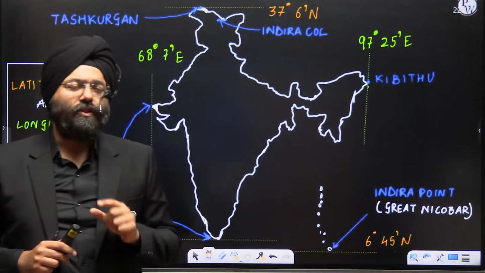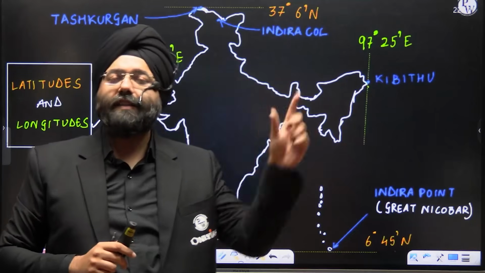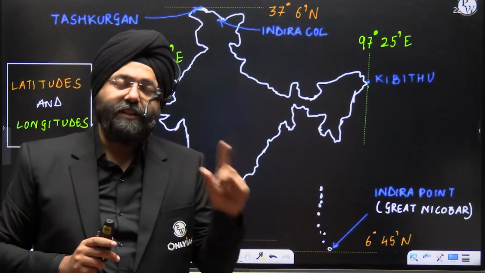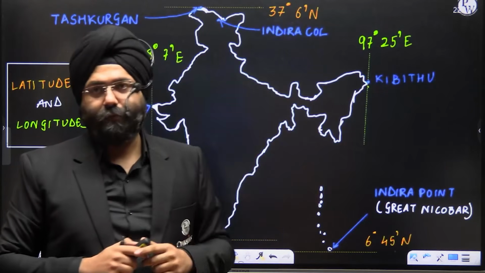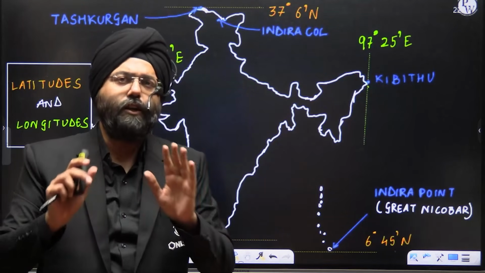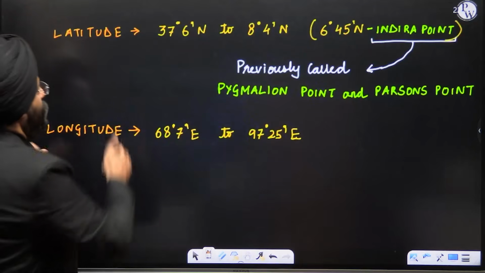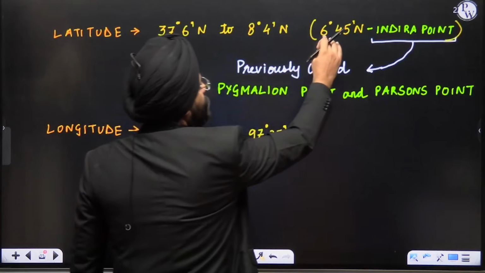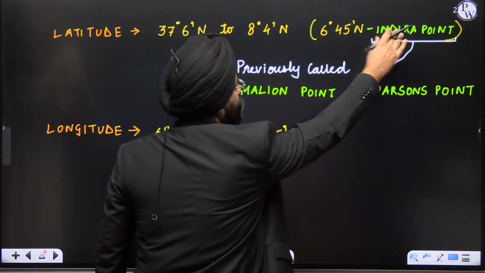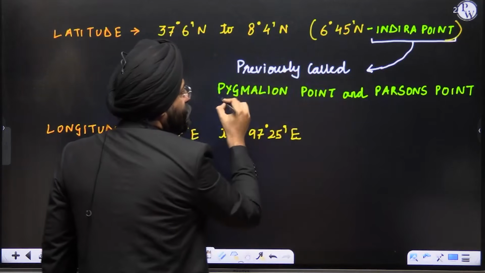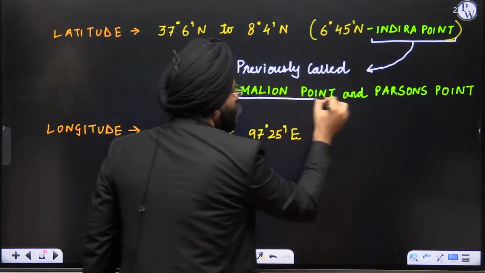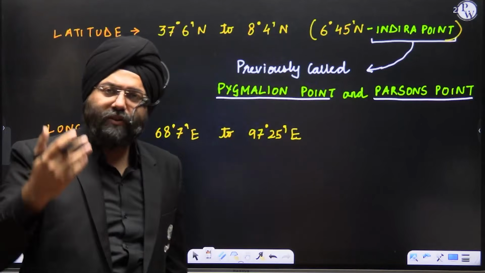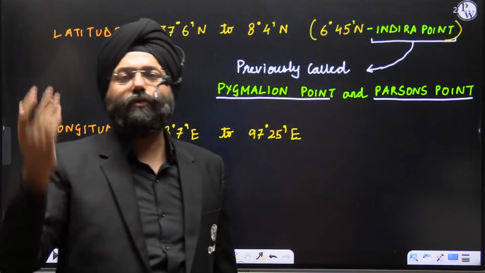Something very important, which used to be written in the old NCERTs of geography and is not present in the new geography, is the alternative name of Indira Point. You should know that because UPSC can very well use it. See this: the latitudinal extent is 37 degrees 6 minutes north to 8 degrees 4 minutes north, and 6 degrees 45 minutes north is Indira Point. Previously, Indira Point was referred to as Pygmalion Point and Parsons Point. Once it was Parsons Point, then Pygmalion Point. Later on, it was changed to Indira Point.